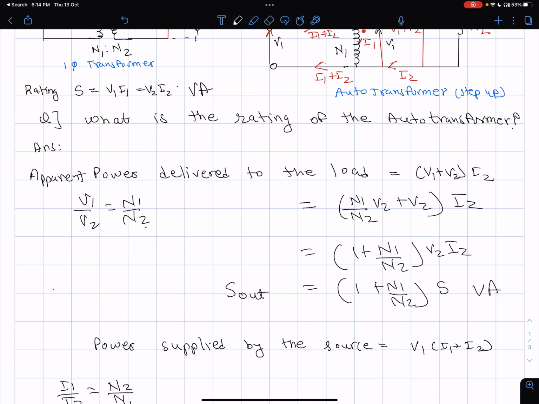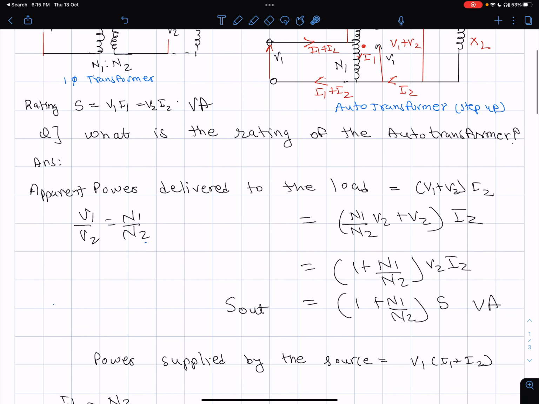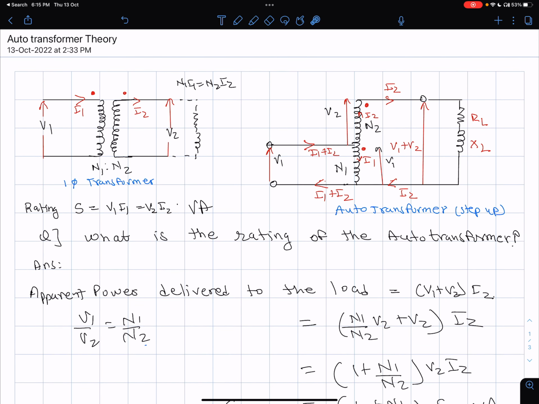Because it is 1 plus something which is positive, you clearly see that there is a boost in the output of the transformer, and that boost factor is 1 plus N1 by N2. Now let's see how it is happening.